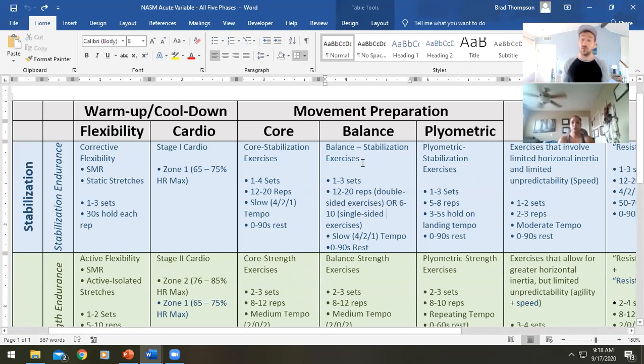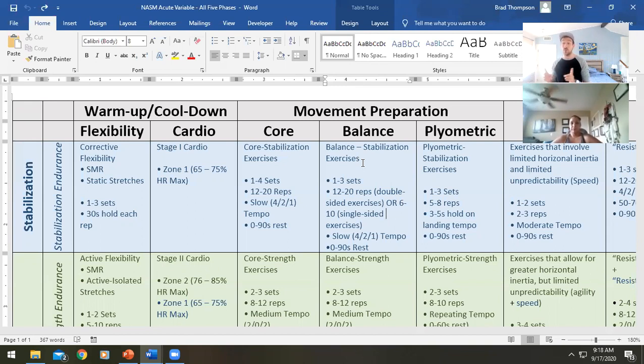Remember, the most important thing for remembering which exercises to put where is to remember that they all have a defining characteristic. Core stabilization exercises are defined by the fact that they do not move your spine. Balance stabilization exercises are defined by the fact that they do not move your balance leg. Plyometric stabilization exercises are defined by the fact that they do not move once you land. So they're all about stabilizing landing motions.